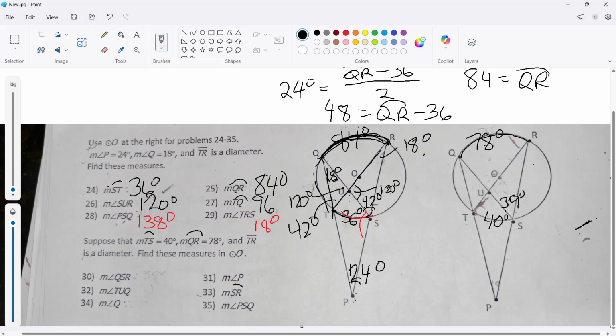39 degrees. That's that. Angle QSR is 39 degrees. It looks like that was already drawn in here but erased.